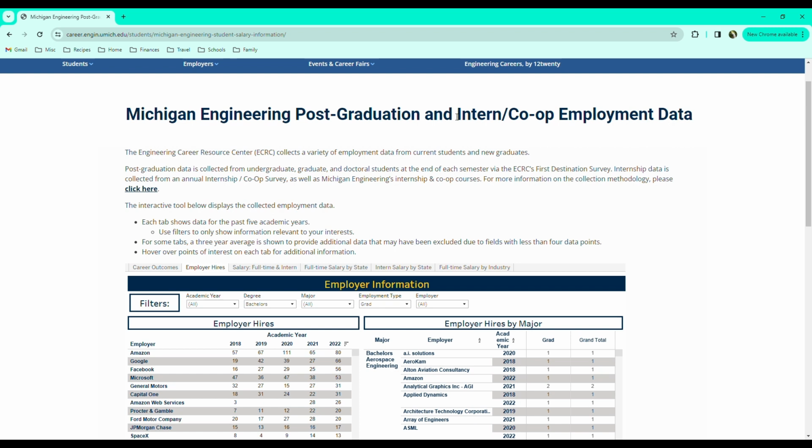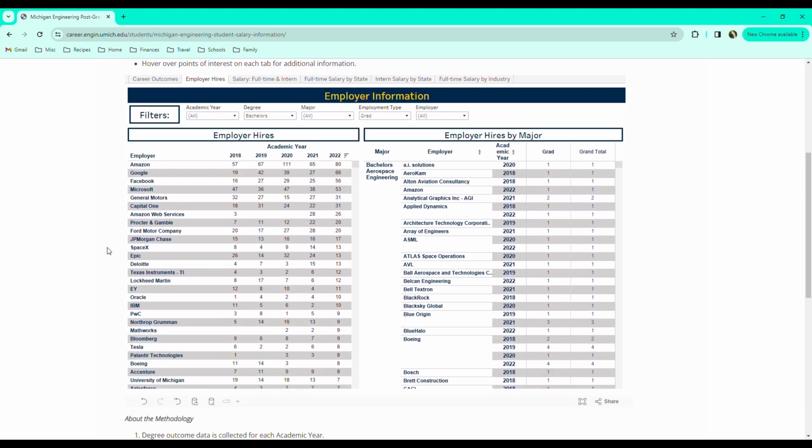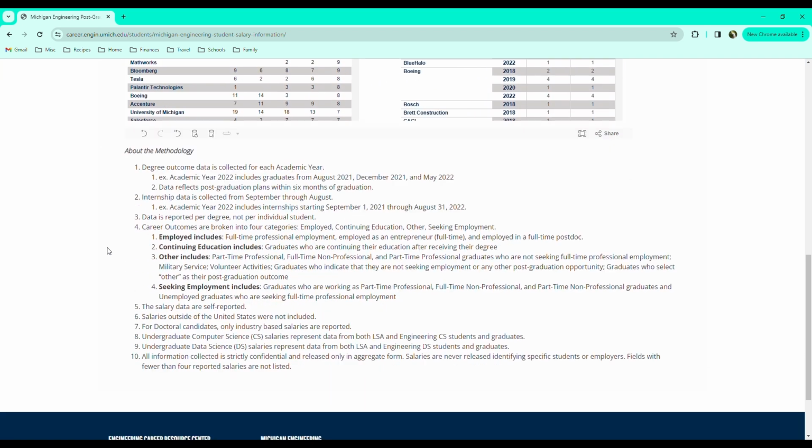Okay, so this data set is a Tableau report that's dynamic here at the bottom, but in the title you can see it's post-grad and then intern and co-op employment data. So what I'm going to do is I'll go through the post-graduation data first and then go into intern and co-op data. I will also scroll down here to the bottom to just talk a little bit about their methodology. I'll skip to number 4 first.